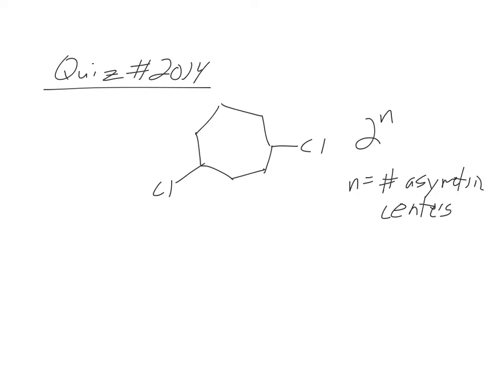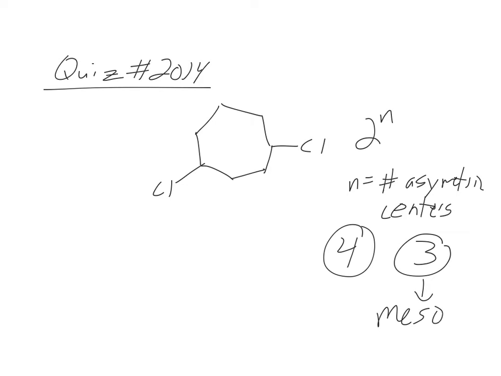And here you would say, I have 1, 2 asymmetric centers. So how many stereoisomers would you expect? 4. You'd expect 4. You don't get 4. You actually get 3, because this compound has a meso isomer. One of its stereoisomers, actually 2 of them, are the same, because this molecule has an internal mirror plane. You could divide it down the middle. It has a mirror within it.